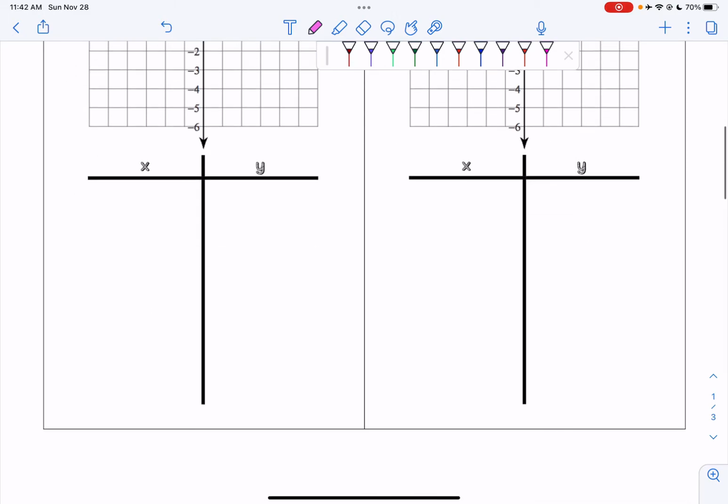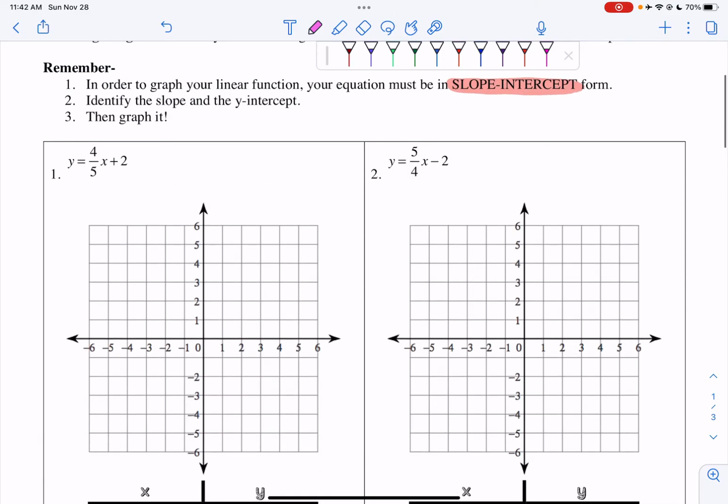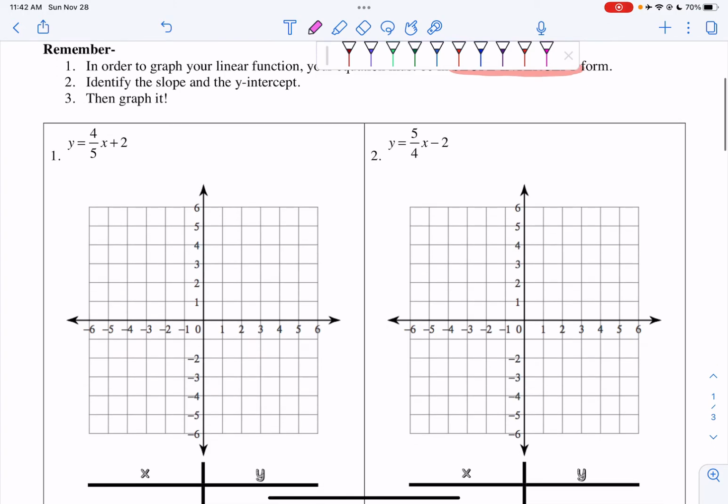Now down here we have a table of values. Since we're graphing these by hand, we're not going to use the table of values, so let's just go with it. Number 1 says y = 4/5 x + 2. We have to ask ourselves if that's in slope-intercept form, and it is. So m is equal to 4/5. So my slope is 4/5, which means I'm going to rise 4 and run 5. And then my y-intercept is 2.